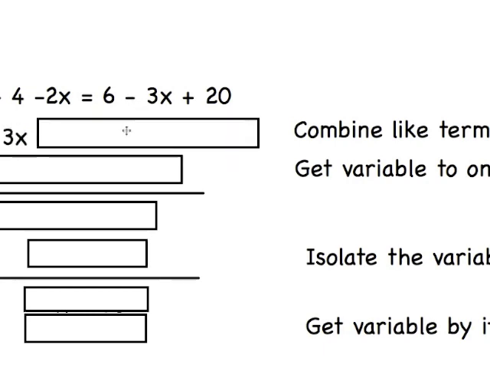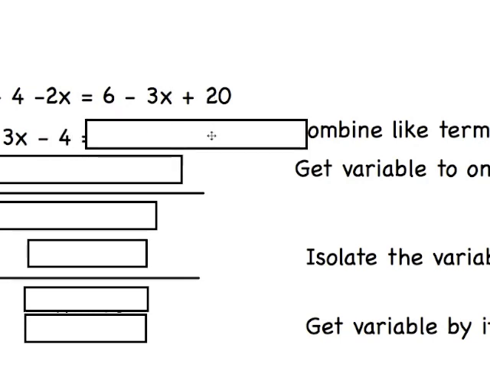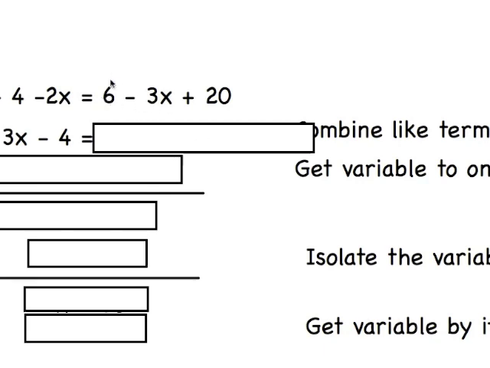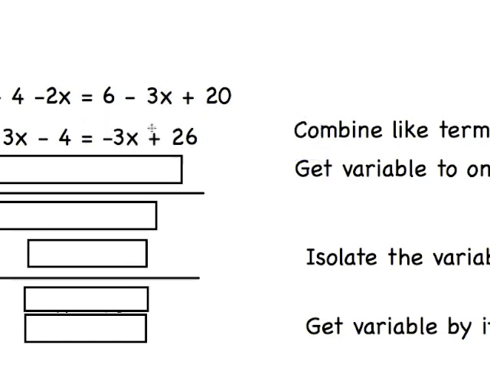And if we look on the right-hand side, we have a 6, a negative 3x, and a positive 20. So when we want to combine like terms there, we have to combine like terms of the numbers because there's no other x's besides the 3x. So these two we have to combine. Well, 6 plus 20 is 26. So when we combine like terms there, we get the negative 3x plus the 26.